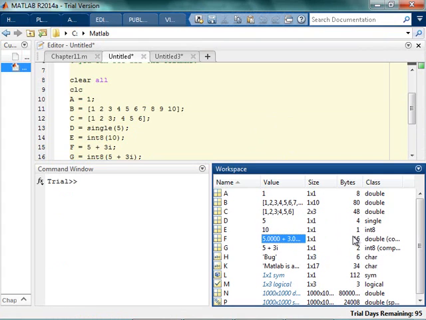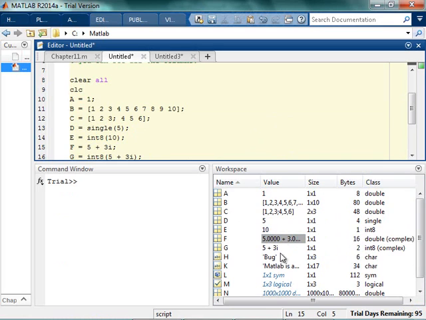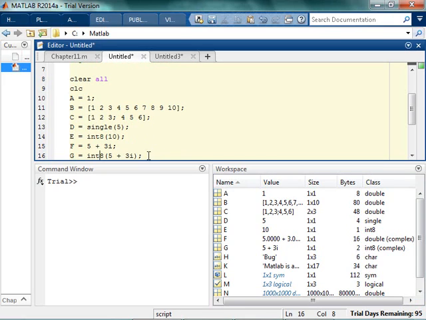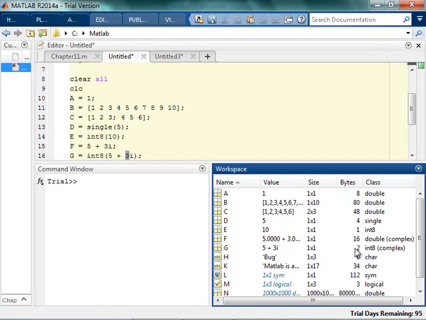So now you've got a complex number. This is a double complex, and 5 plus 3i is a double complex, which means it takes 8 bytes for the real part, 8 for the imaginary part, so 16 bytes. You can make the complex number an int8, which means it only takes up 1 byte for the first term and 1 byte for the second term, so 2 bytes total.